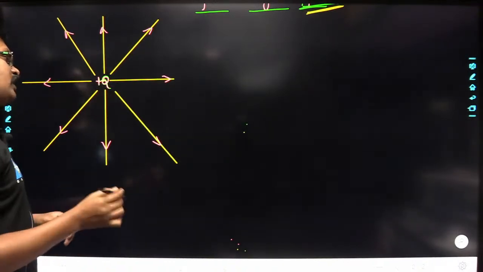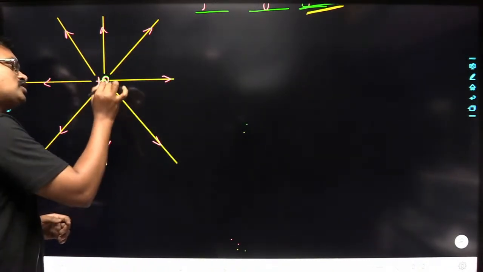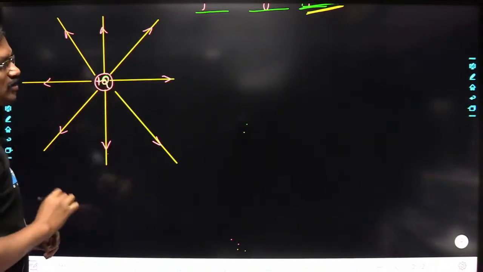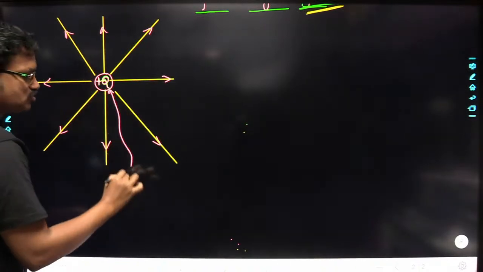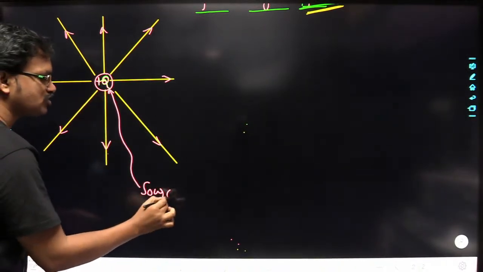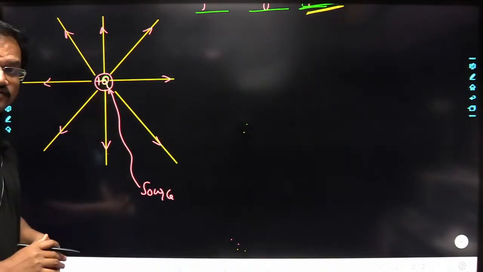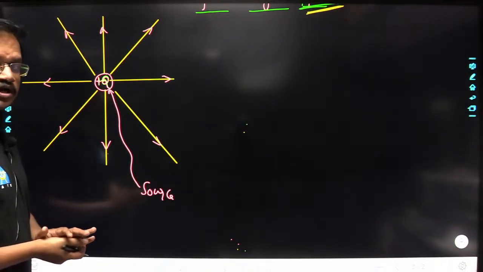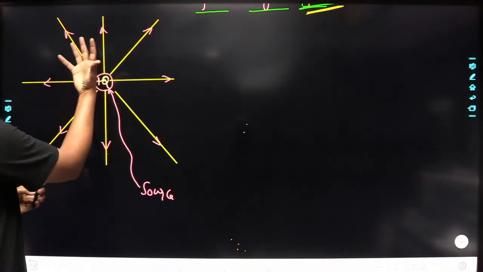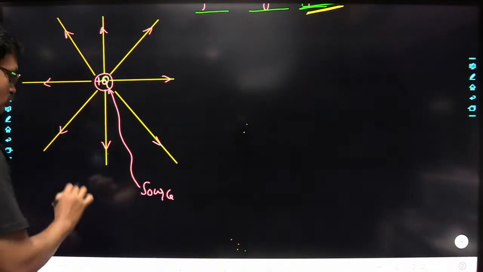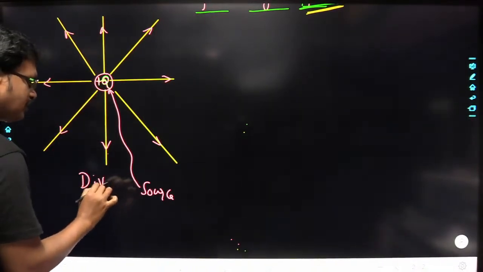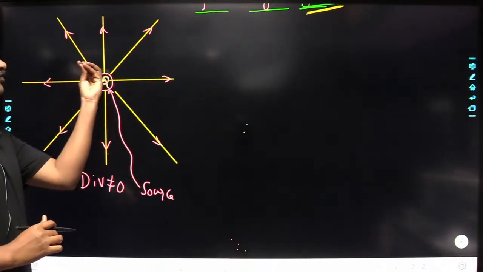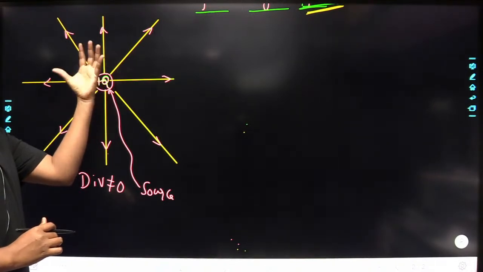That means if you try to calculate the divergence at the location of the source here, so this is nothing but source, right? At the location of the source, if you try to determine the divergence, you are going to get not equal to 0, because all the field lines are leaving from this point. Right. So in this case you are going to get divergence not equal to 0. Now here you are measuring how much of the vector field is leaving away from the given point.